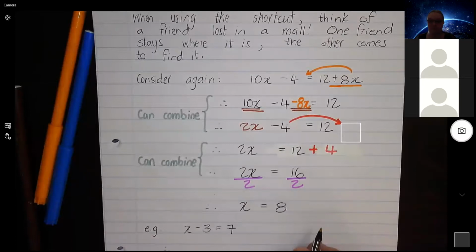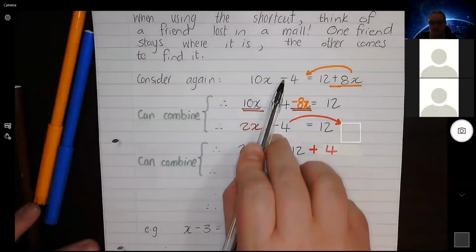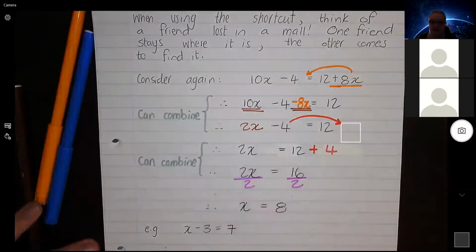Ma'am, why did the 8x vanish from the 12? Because I kicked it over. If it kicks over, it changes its sign. Okay, thank you, ma'am. No problem.